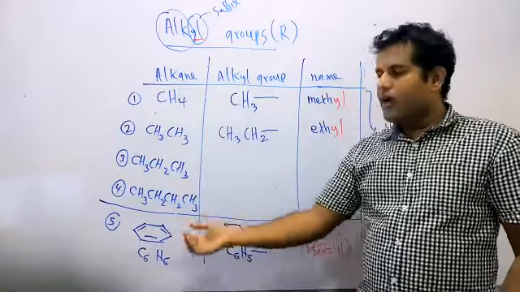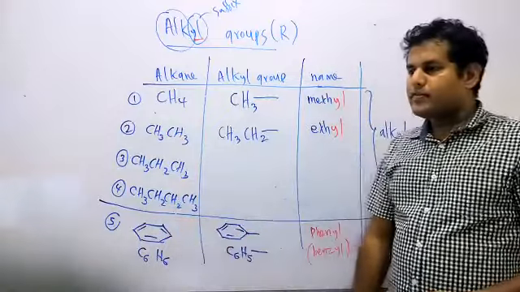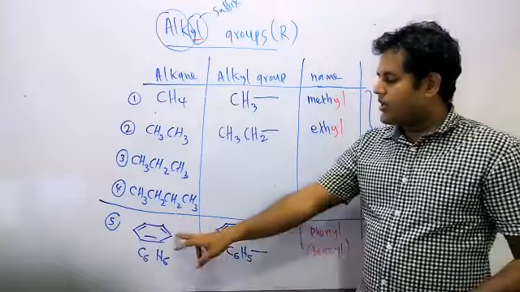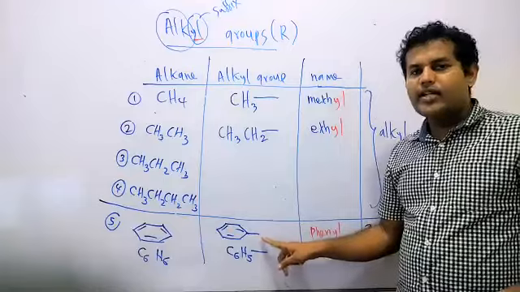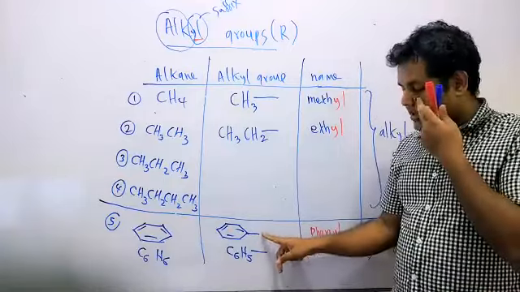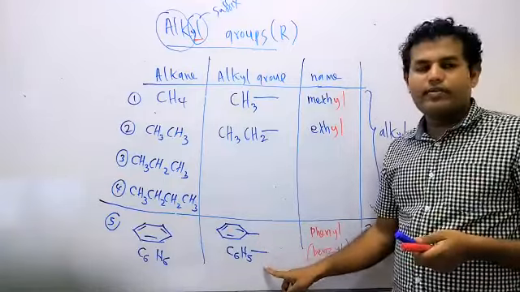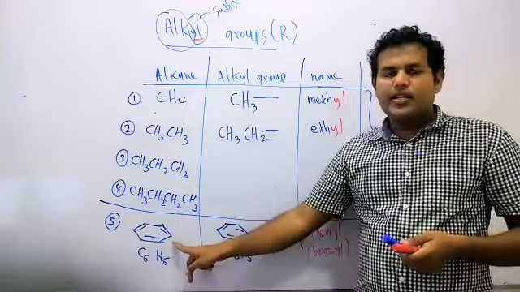From the alkane, you have to remove one hydrogen. So we have 6 hydrogens. If you are removing one hydrogen, you have to indicate it. The hydrogen is absent. Okay? It's not available. So that is C6H5.